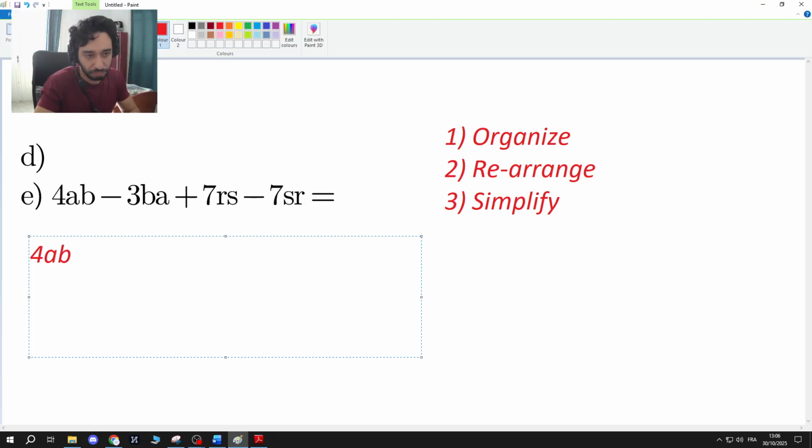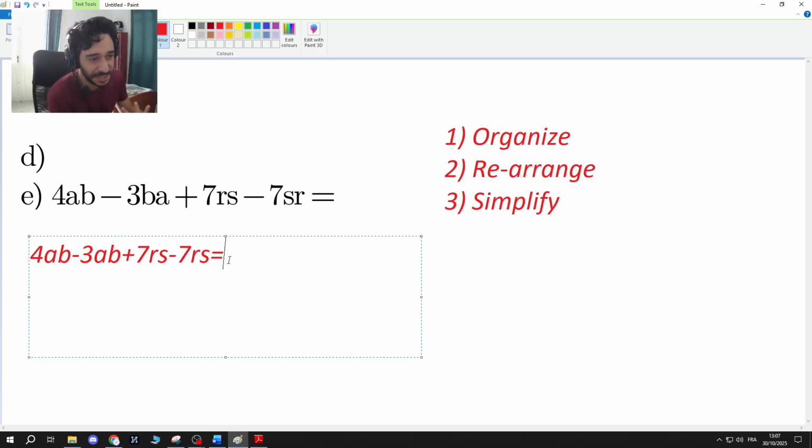4AB is okay. A comes before B. Minus 3BA. There's a problem. 3BA is not in alphabetical order, so we're going to make it 3AB. 7RS, let's check. A, B, C, D, E, F, G, H, I, J, K, L, M, N, O, P, Q, R, S. So 7RS is okay. So that means 7SR is not okay. So we're going to make it 7RS. Now, we don't even have to rearrange here because the variables are right next to each other, where I need them.